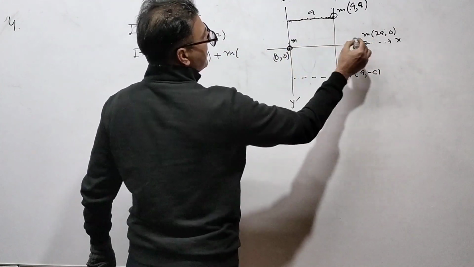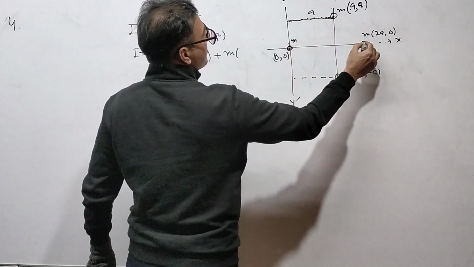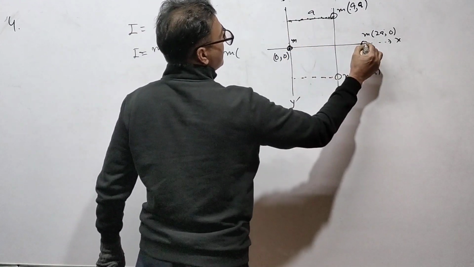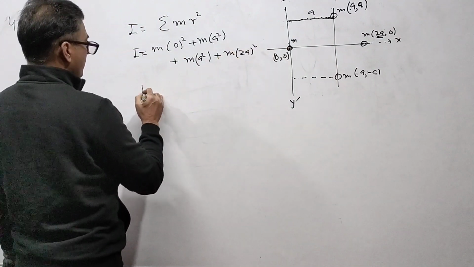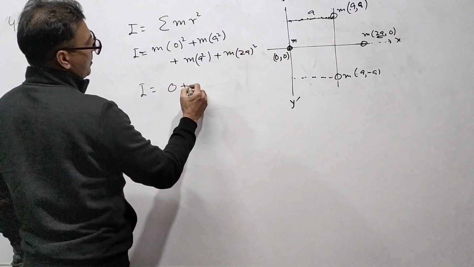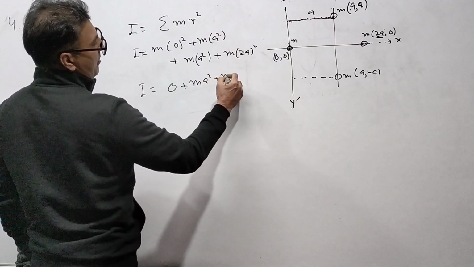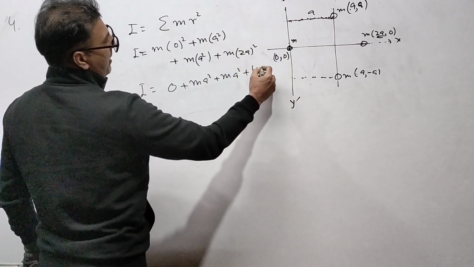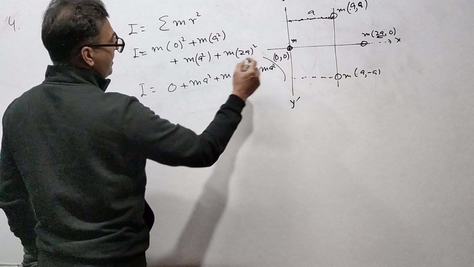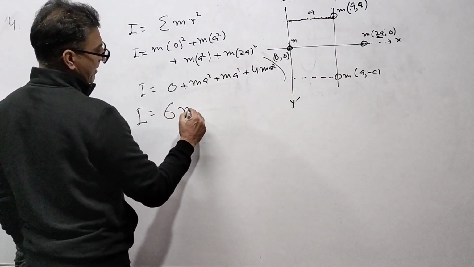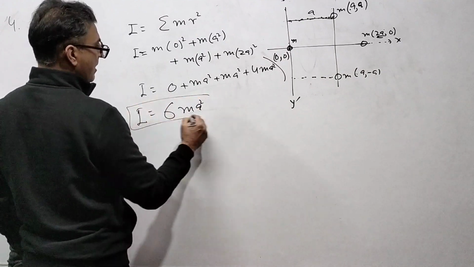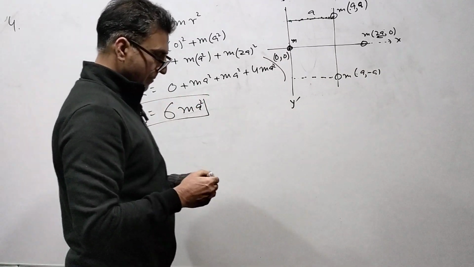How much away is it from the y axis? This distance? 2a, simply 2a square. So I equal to, okay, this is 0 plus ma square plus ma square plus 4ma square, right? So I is equal to 4, 5 and 6 ma square. This is the answer. Let me go to the 5th problem.